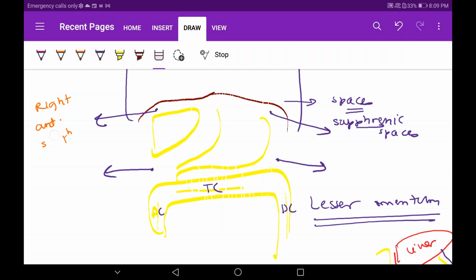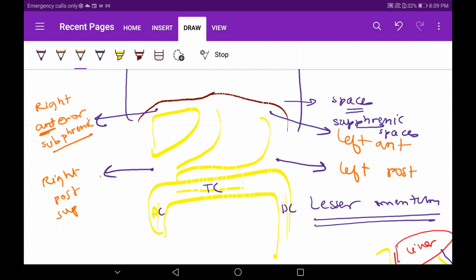Subphrenic space. Did you understand this? Right anterior subphrenic space. Here you will have left anterior subphrenic space. Here you will have right posterior subphrenic space. Here you will have left posterior subphrenic space.